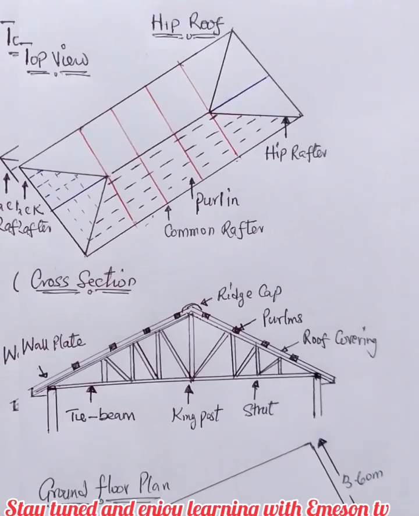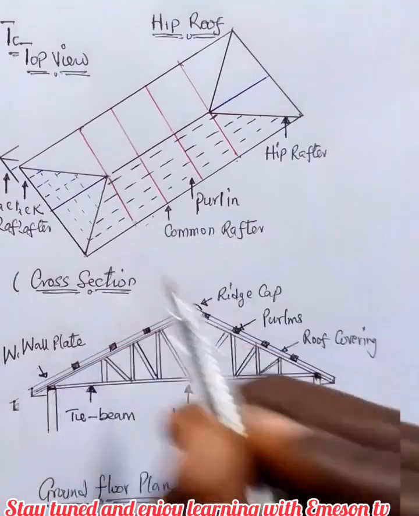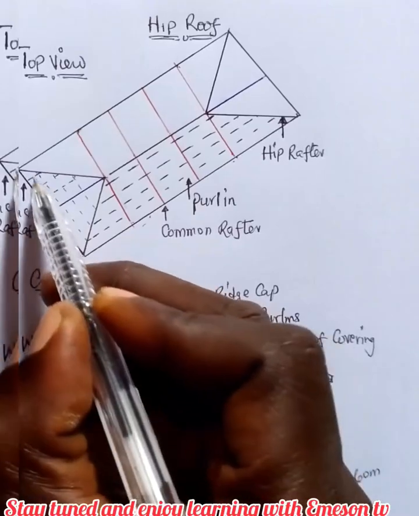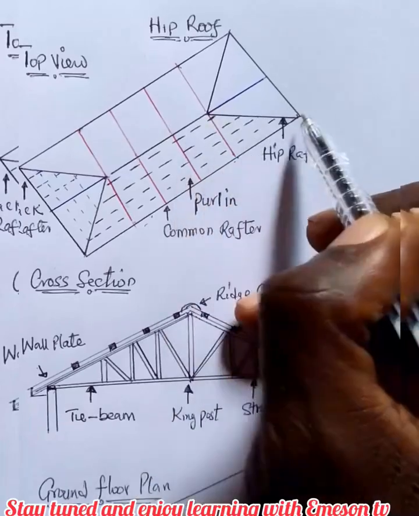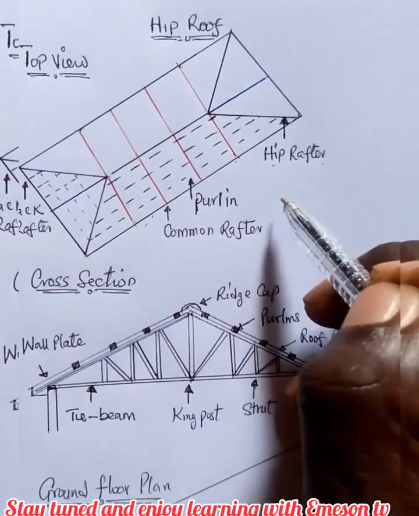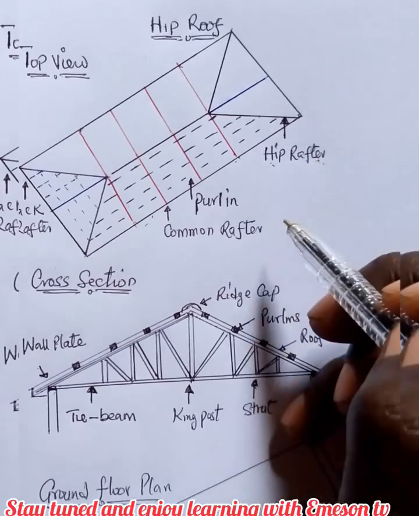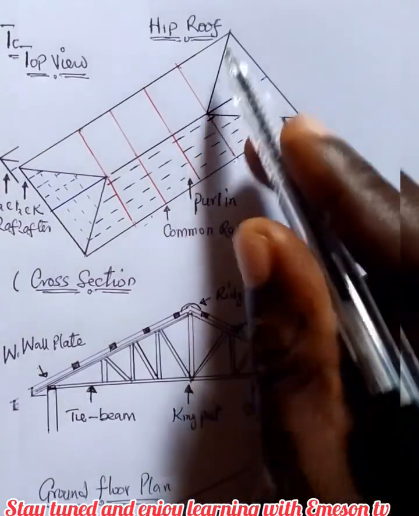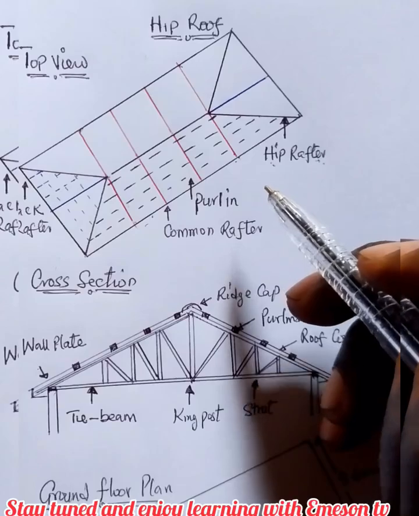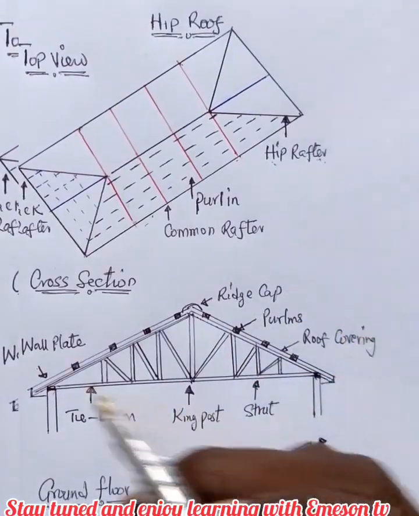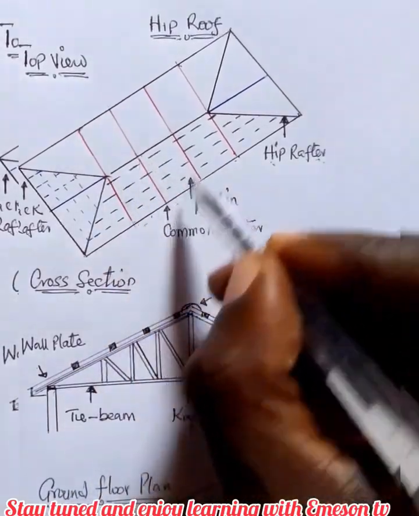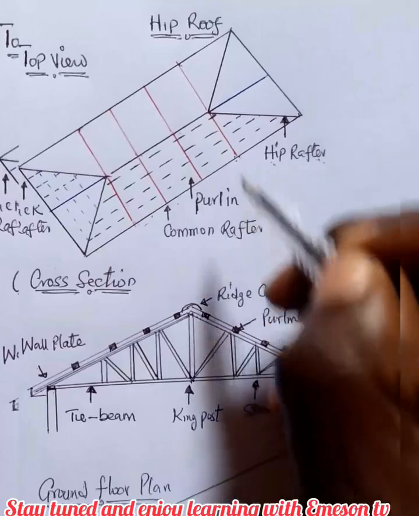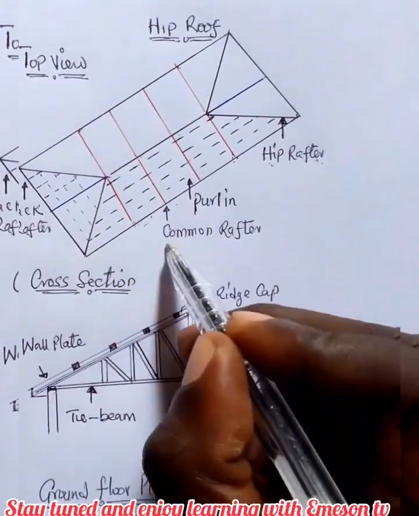But in hip roof, we have different types of rafter. Look at it. You see this rafter that runs across this point at this hip. This rafter that runs across this point at this hip is called hip rafter. It's called what? Hip rafter. Having identified this rafter, the next rafter for you to identify also is this rafter that runs from this point to this point, from this point to this point. This rafter is called common rafter. Common rafter.